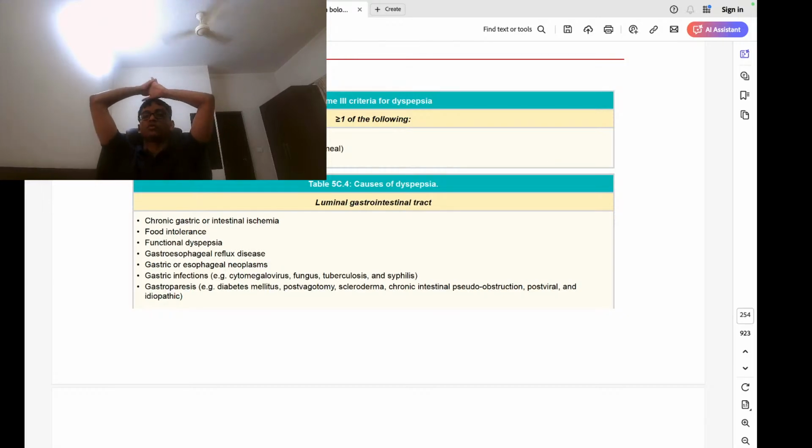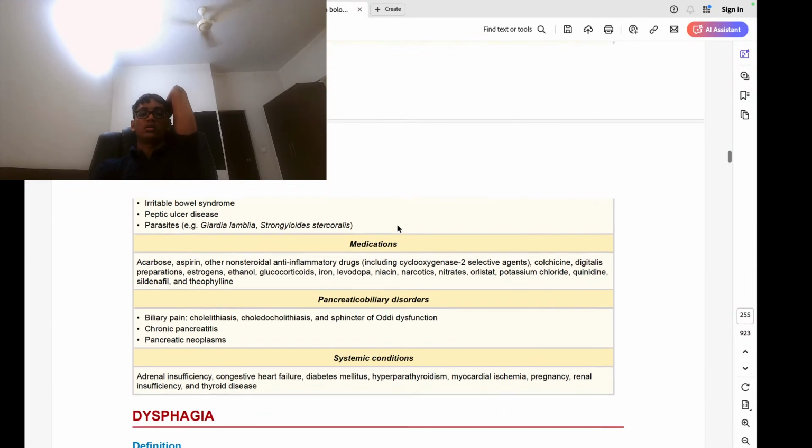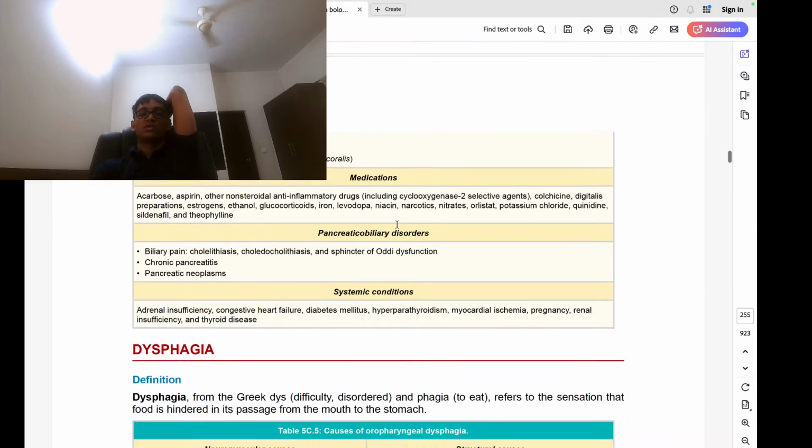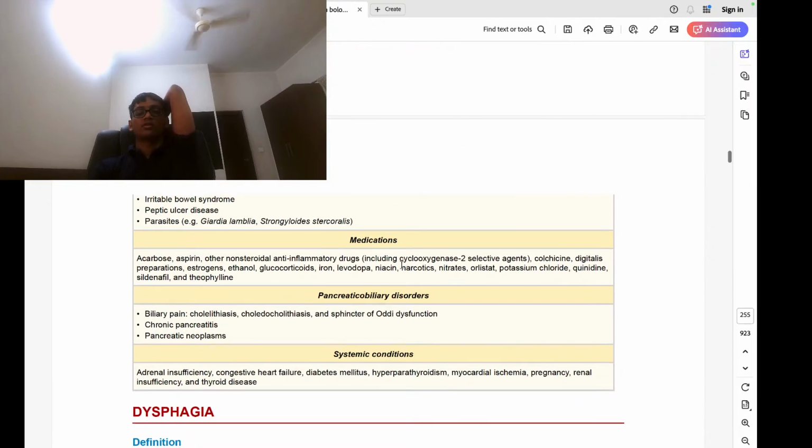Then you have causes of dyspepsia. Luminal gastrointestinal tract causes: chronic gastric or intestinal ischemia, food intolerance, functional dyspepsia, esophageal reflux disease, gastric or esophageal spasms, gastric infections, and gastroparesis. Irritable bowel syndrome, peptic ulcer disease, parasites, for example Giardia, Strongyloides. All of these cause luminal gastrointestinal tract dysfunction.